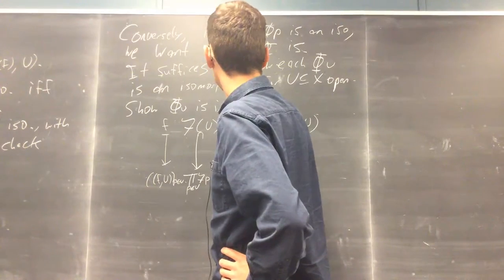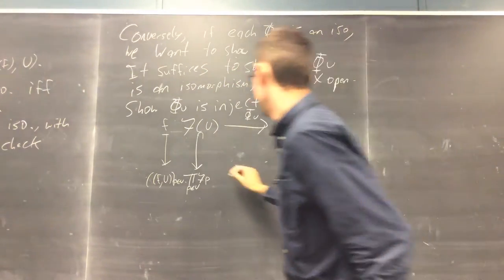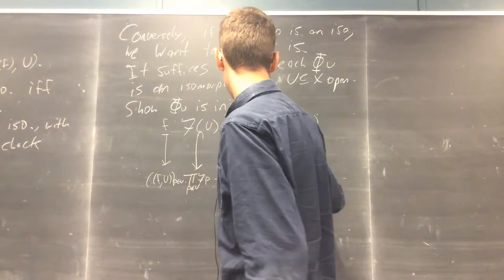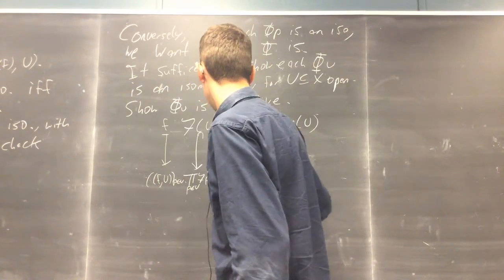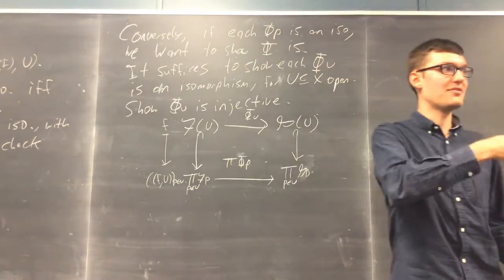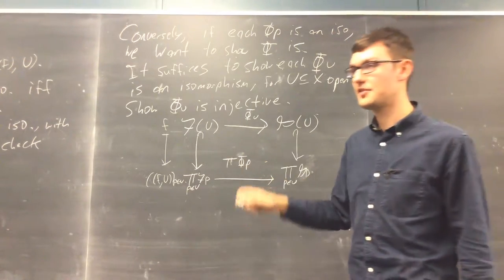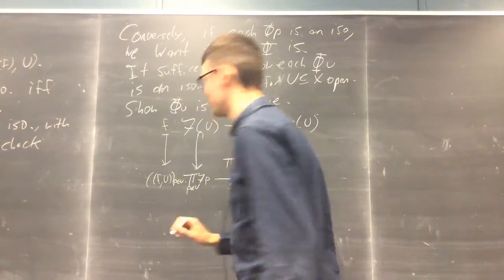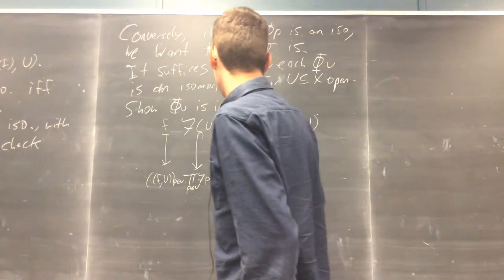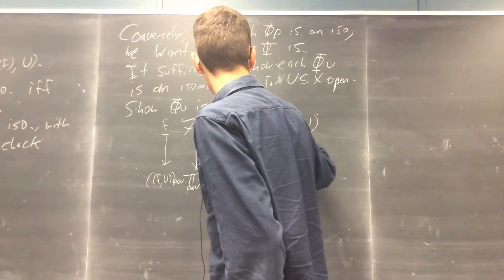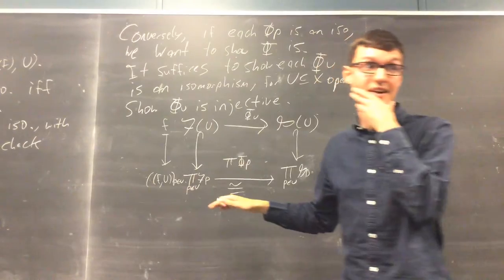So now, we're assuming that each of these phi p's is an isomorphism. Well, if I have a product of these, I can string together all the maps. Get a product map of the phi p's, where you just apply phi p in every coordinate corresponding to p. And if each of these phi p's is an isomorphism, then this product map is likewise an isomorphism. So, to check injectivity of phi u, I'm going to use this handy diagram.